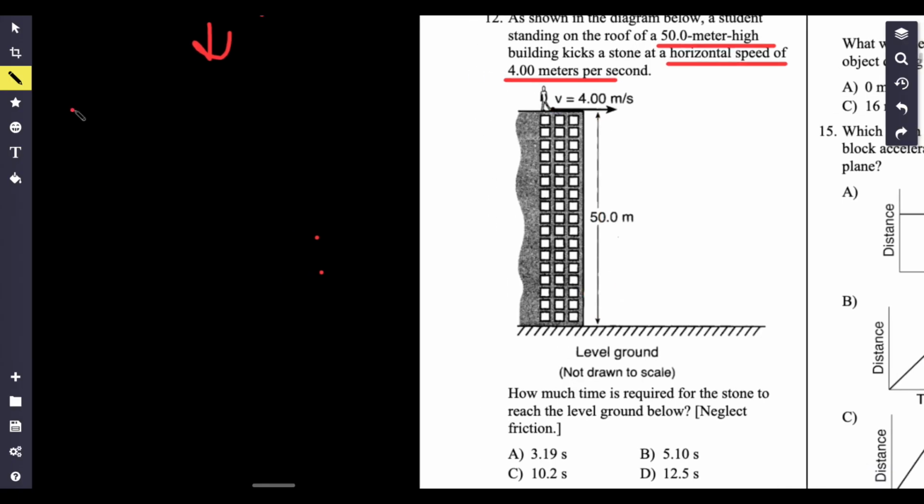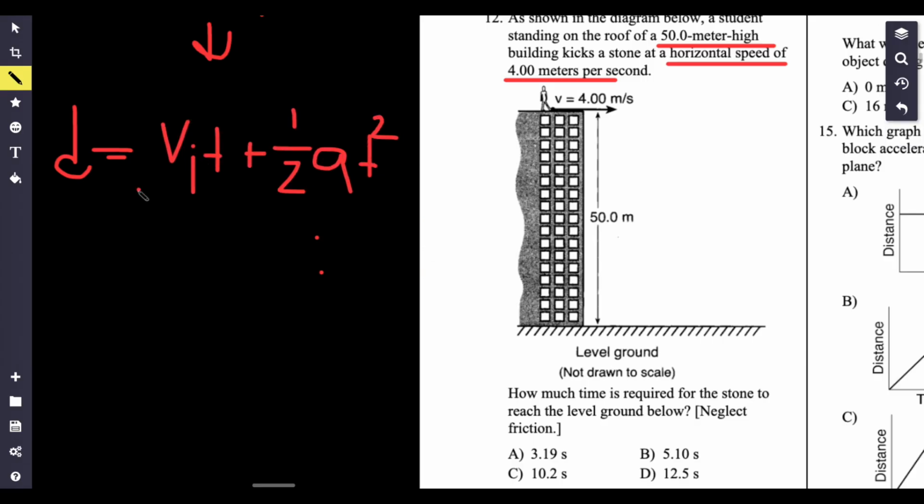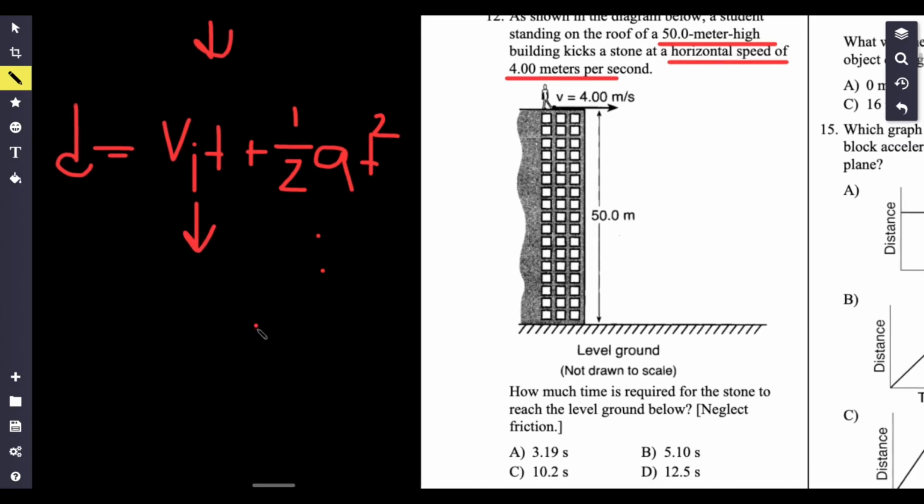That's why you're using kinematic equations to solve these types of problems. Sometimes what people write down is the displacement in the y direction is equal to the initial velocity in the y direction times t plus 1/2 times the acceleration in the y direction times t squared. Or if you're referring to the x direction, all these would be in the x direction. Okay, so let's get started.